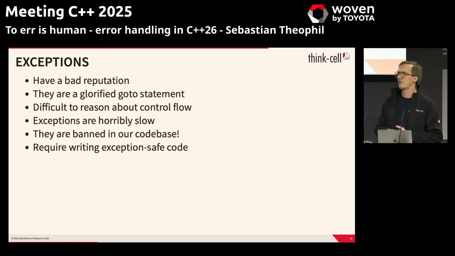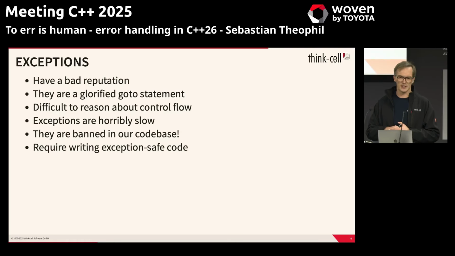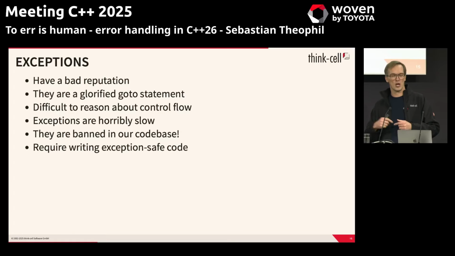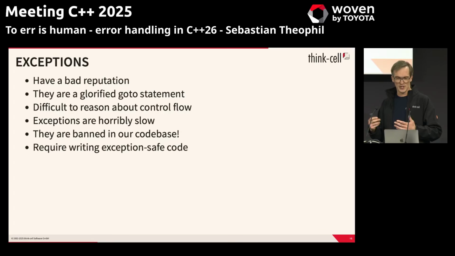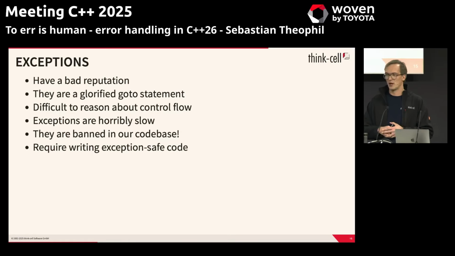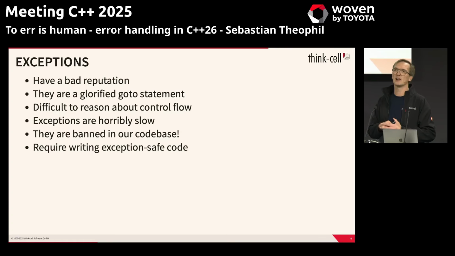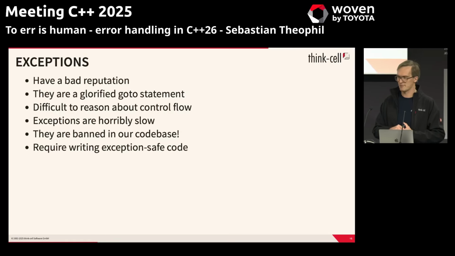But exceptions have gotten a kind of bad reputation. People call them a glorified goto statement. They say it's difficult to reason about the control flow of your code if you use exceptions. People say exceptions are very slow. Some people ban them in their code base. So, for example, famously the Google C++ style guide says that the Google C++ code must not use exceptions.